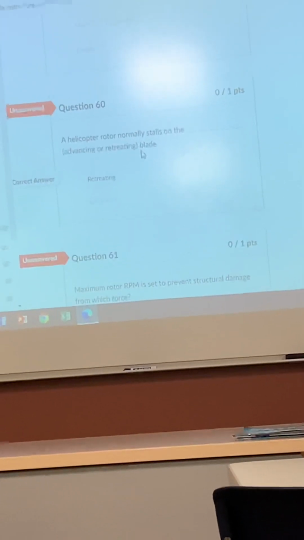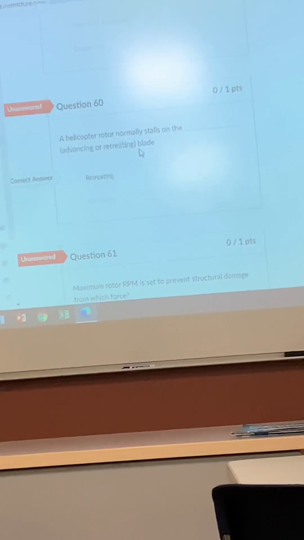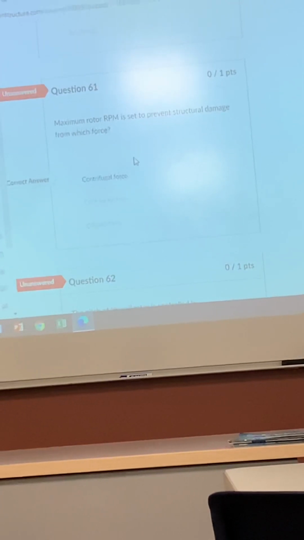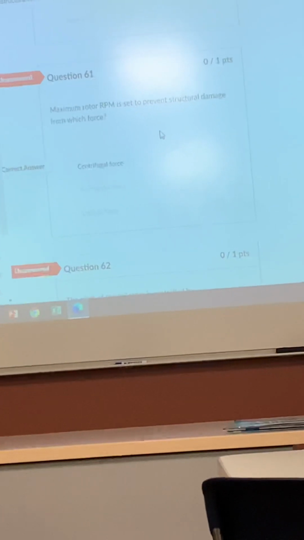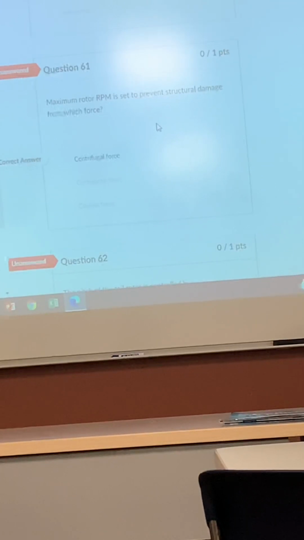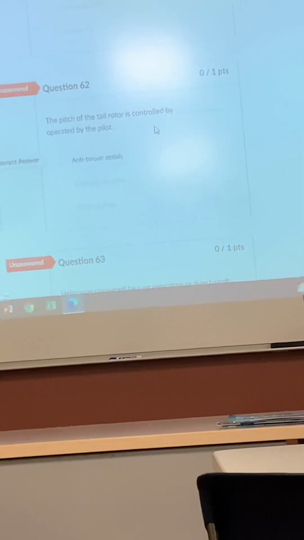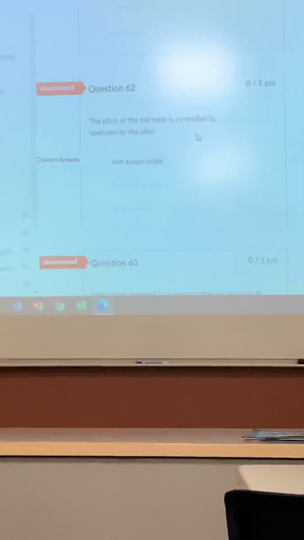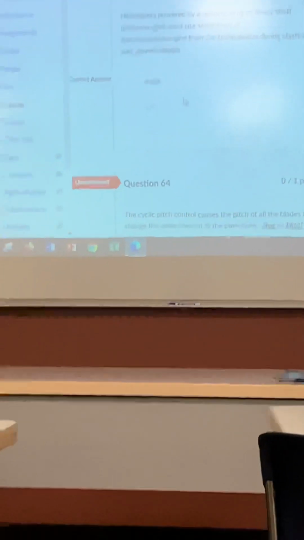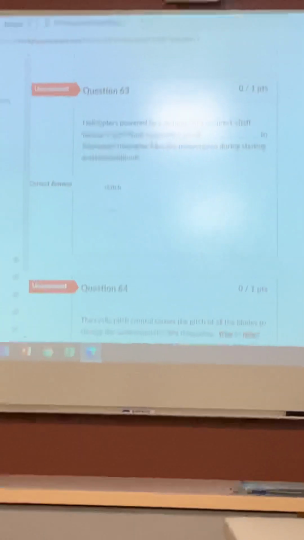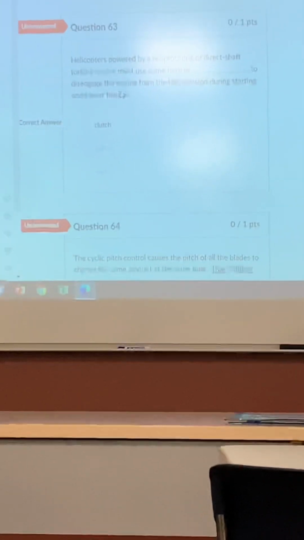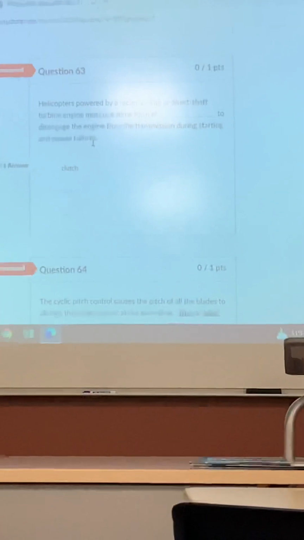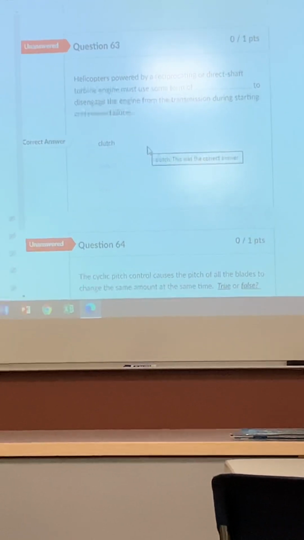A helicopter rotor normally stalls on the retreating blade. Maximum rotor RPM is set to prevent structural damage from which force? Centrifugal force. The pitch of the tail rotor is controlled by anti-torque pedals operated by the pilot. Helicopters powered by a reciprocating or direct shaft turbine engine must use some form of clutch to disengage the engine from the transmission during starting and power failures.